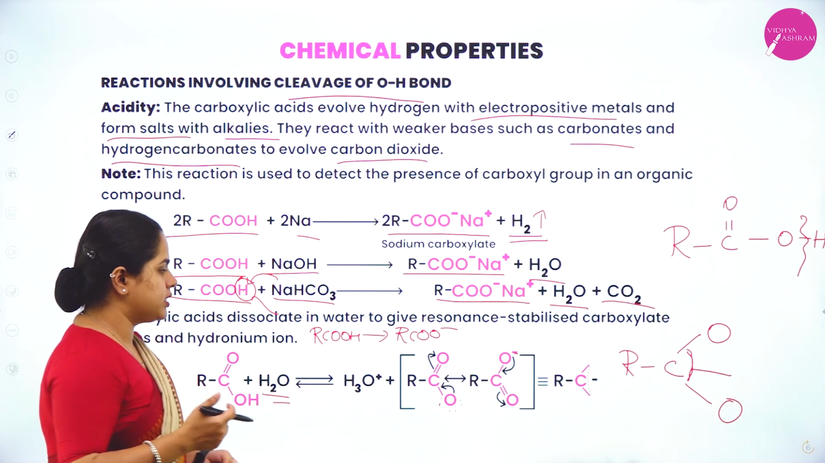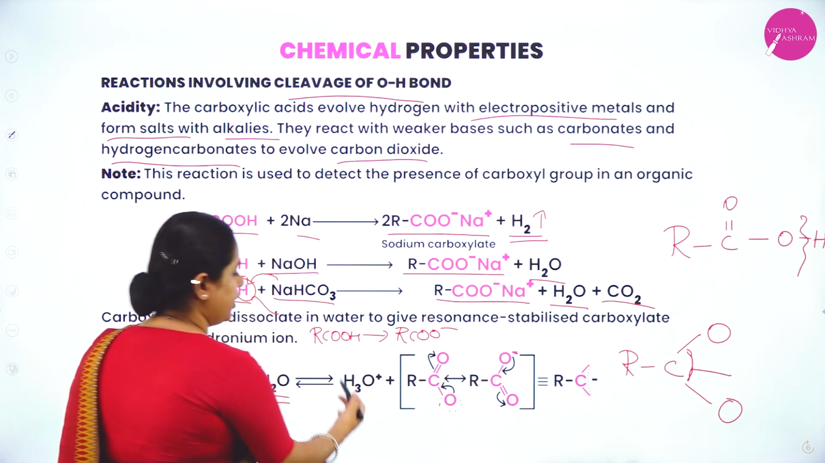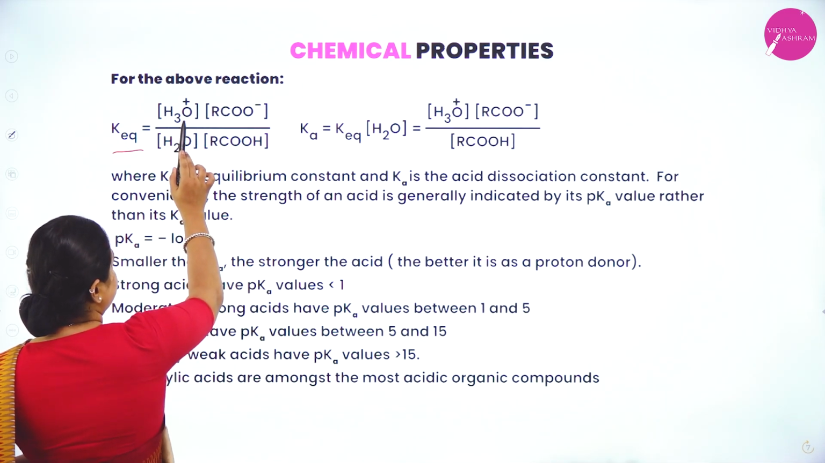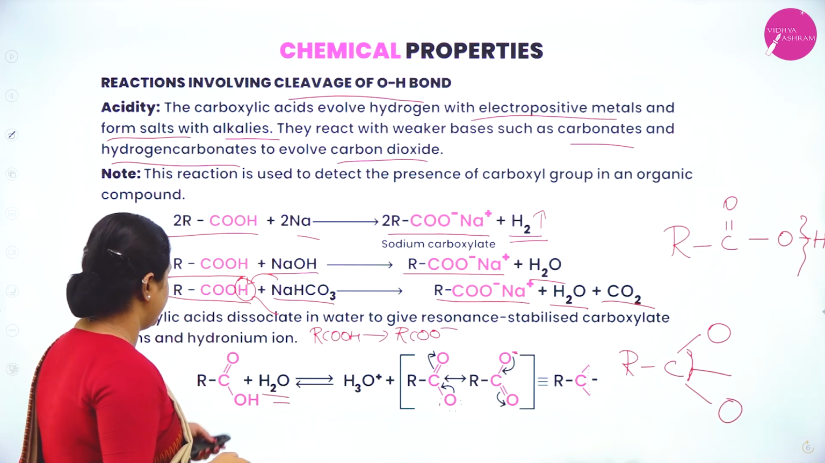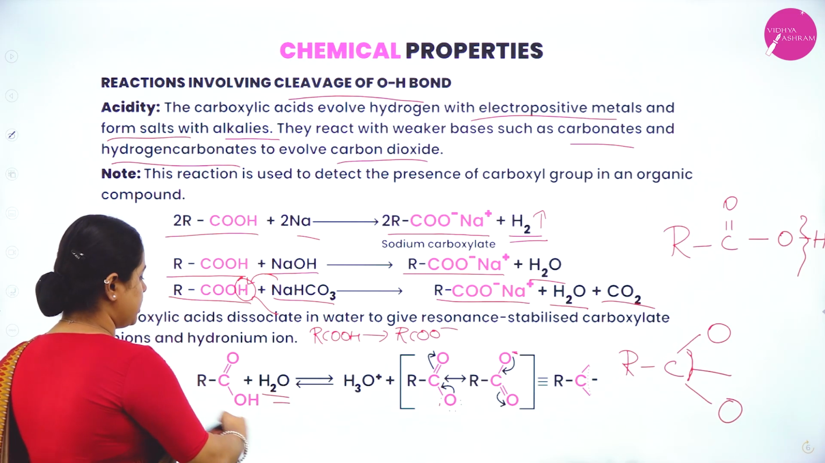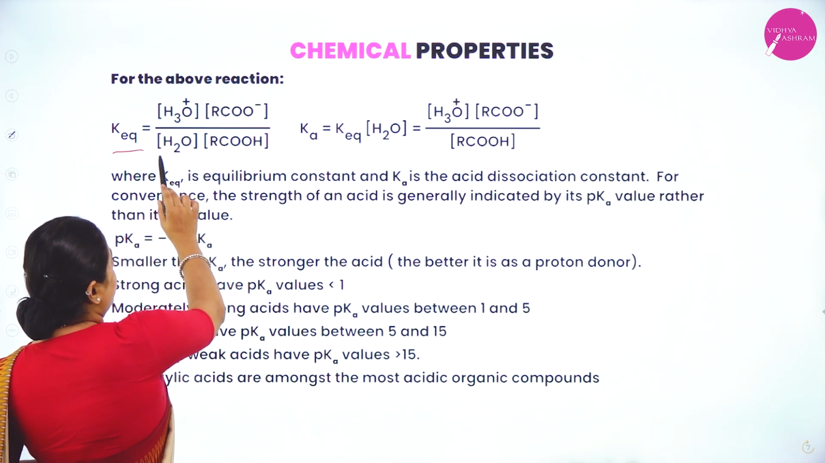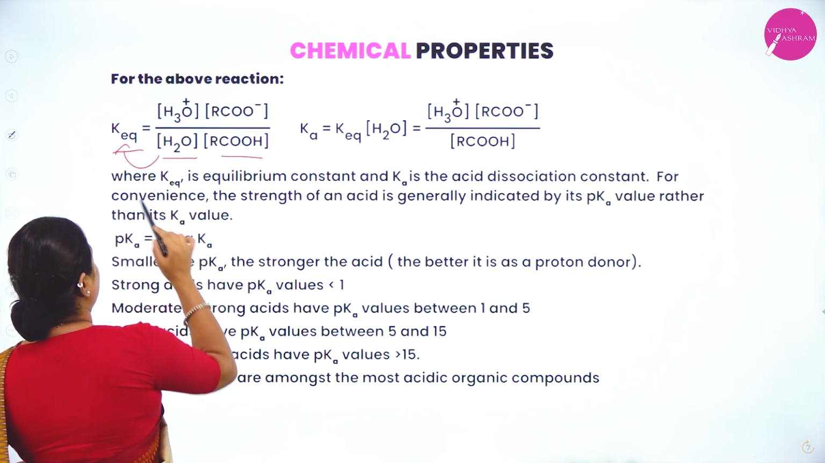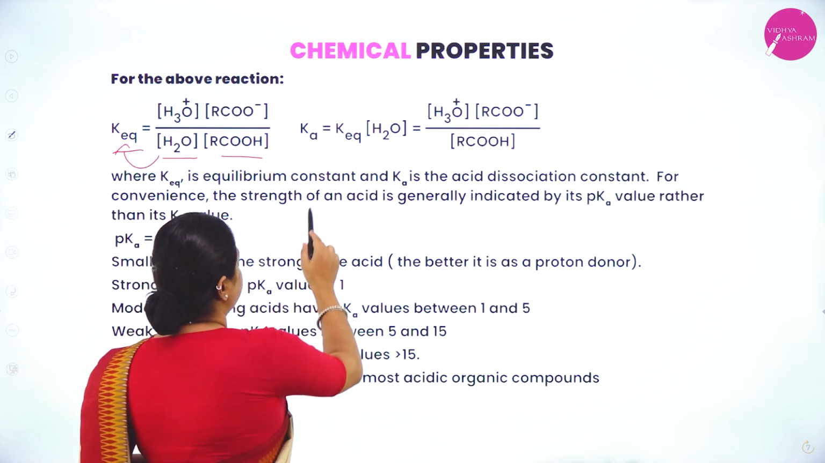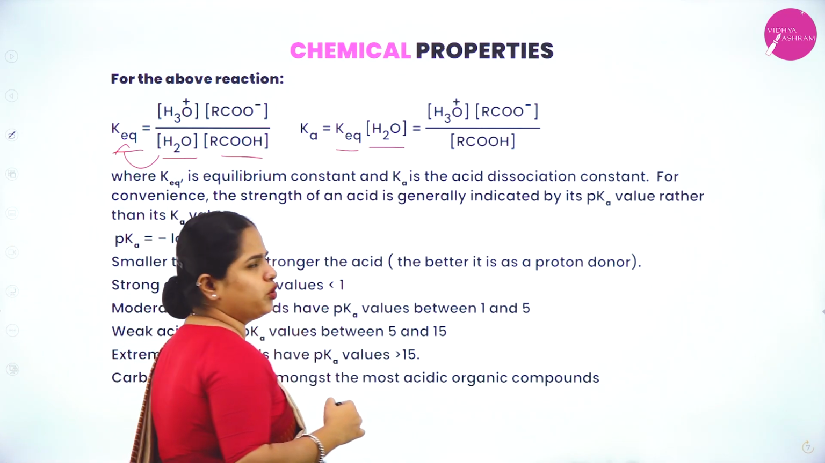So what are the products here? The carboxylate ion and the hydronium ion. So the molar concentration of H3O plus times RCOO minus, the carboxylate ion, divided by the reactants, carboxylic acid and water. So it will be the molar concentration of water and carboxylic acid. Now we are taking water to the other side, to the numerator. So K equilibrium times water, what do you get?